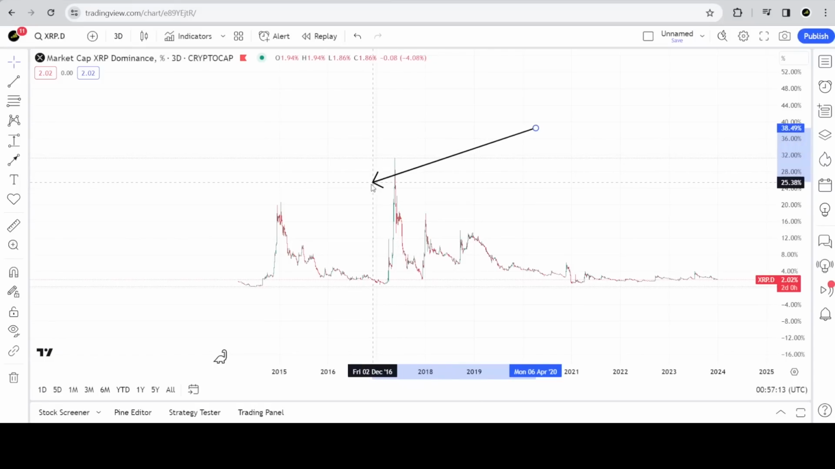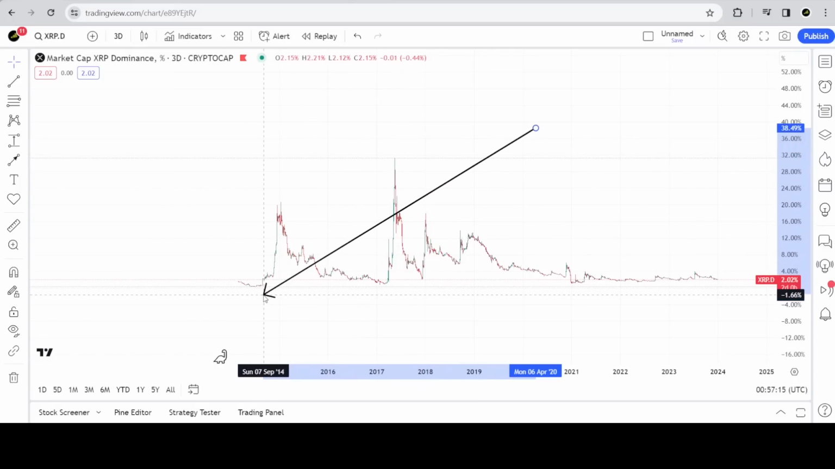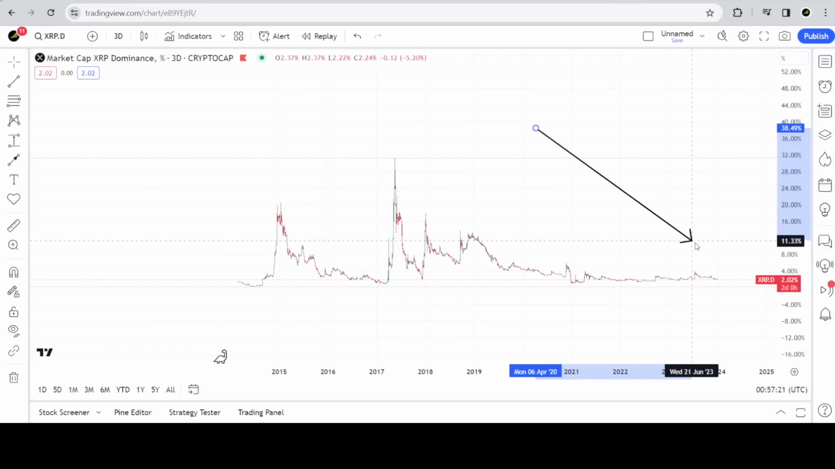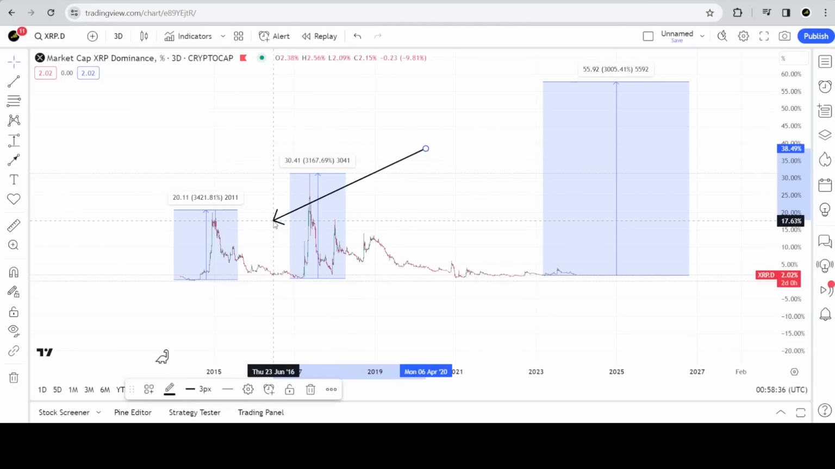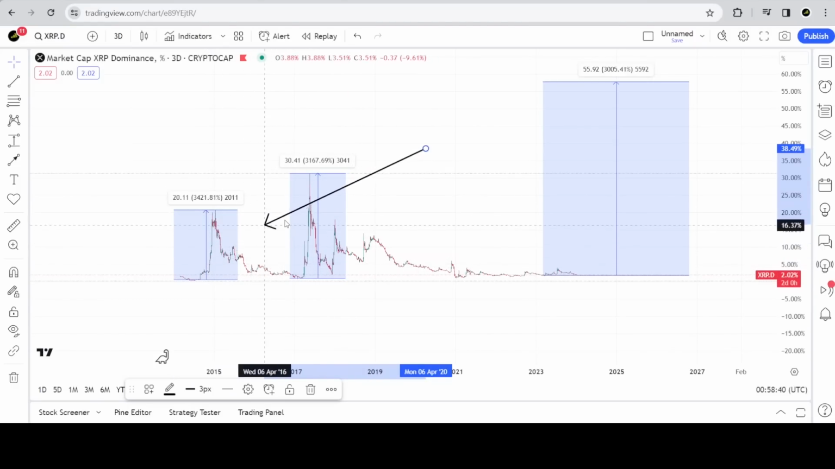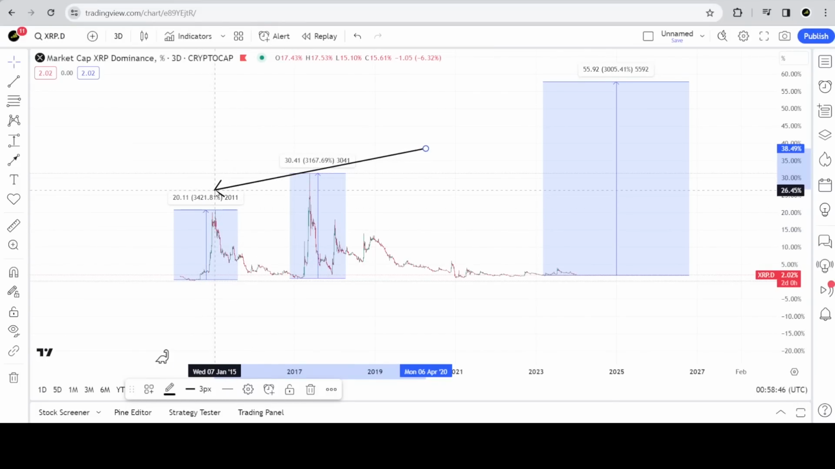Okay, so I removed the boxes. What I'd like to do next is measure these moves up that have taken place so we can maybe get a rough idea of what we could expect over here. Okay, so I've placed a percentage measuring tool on these moves up, and you can see that these moves up are substantial. This one is over 3,000%.